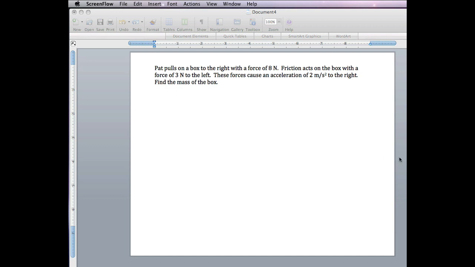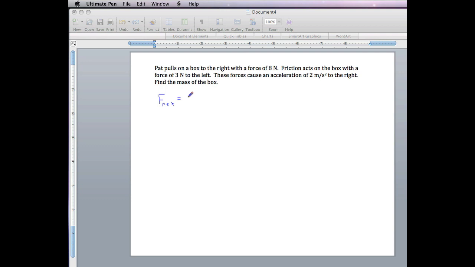We would like to use Newton's second law to solve this. To use Newton's second law, we need the net force on the box. The net force is the combination of the two forces acting on the box. Pat's force is to the right. We'll take that to be positive, and the friction force is to the left. We'll take that to be negative. Since these two forces are acting in opposite directions, that causes a subtraction in the setup of the equation.